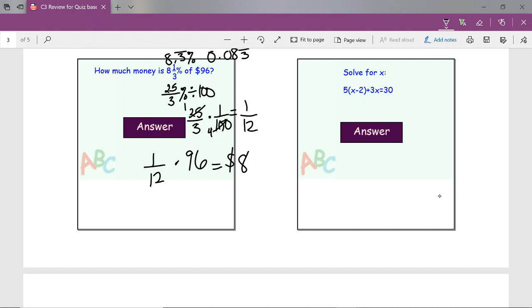Okay, solving for x in this equation, I am going to expand first and get 5x minus 10 plus 3x equals 30. I need to combine like terms here, and I get 8x minus 10 equals 30. To get rid of that subtraction, I'm going to add 10 to each side and get 8x equals 40. So divide by 8, x equals 5.